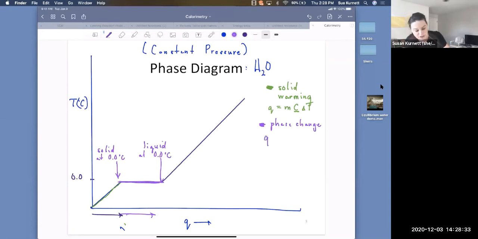So all the energy going in, there was no temperature change, no kinetic energy change. There's a different equation, m delta H. And the delta H stands for the change in enthalpy, which we'll talk about today. And because this phase change is called fusion, which is melting, we put an F here.